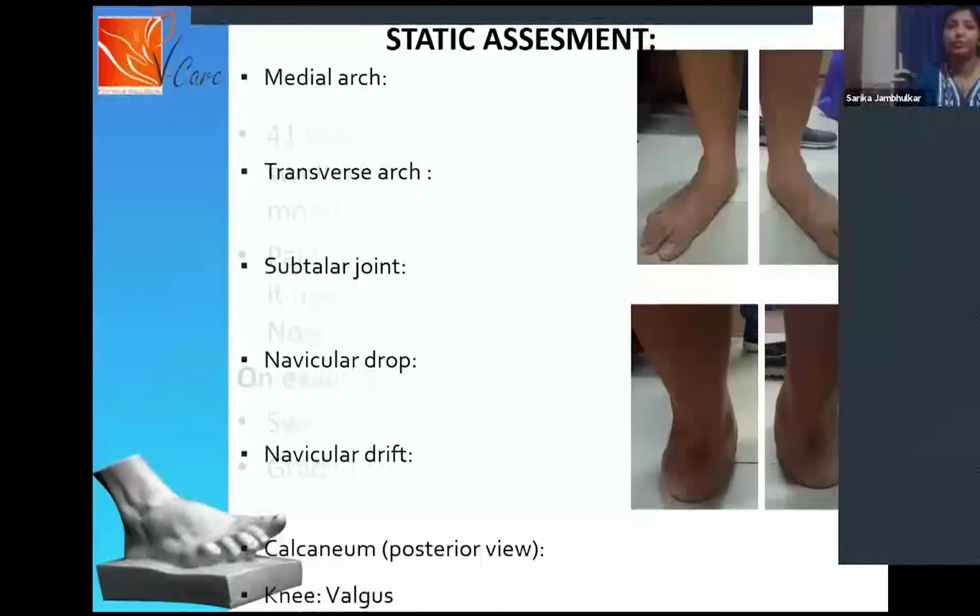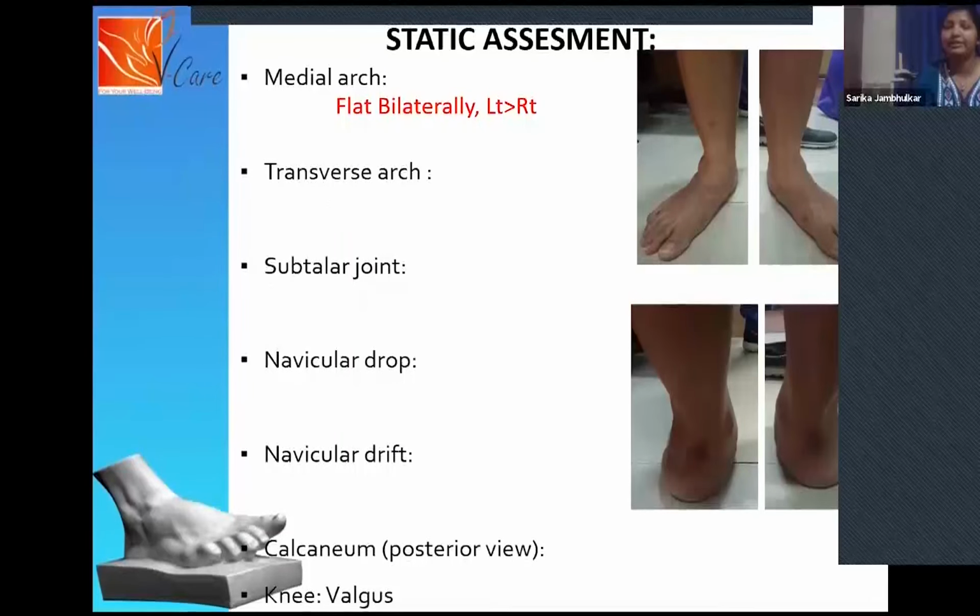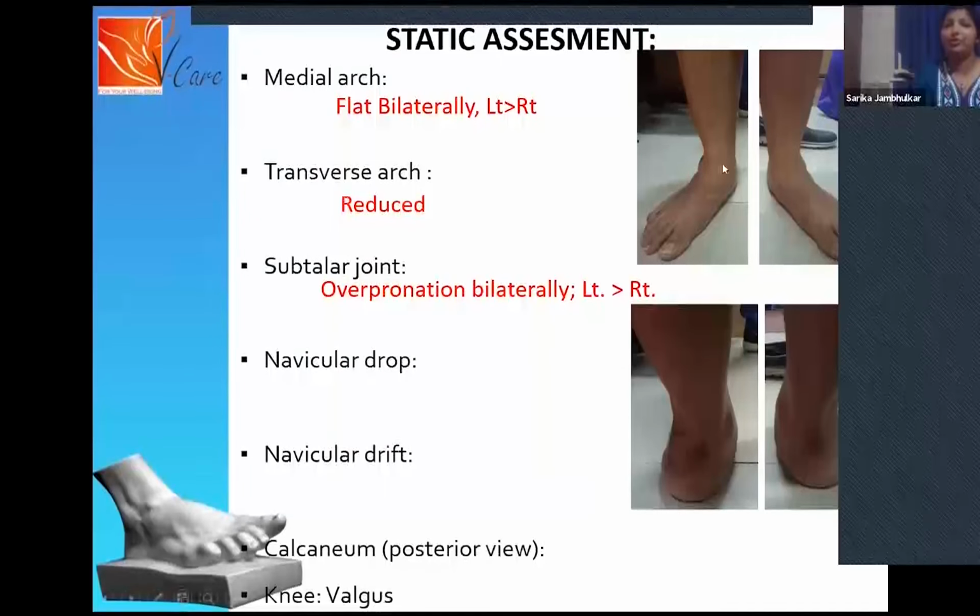Now, these are the photographs. You see the medial arch. It's flat bilaterally, particularly more on the left side. Remember that the patient's pain complaints are on the left side. The transverse arch is reduced bilaterally. Subtalar joint overpronation: obviously, it's flat feet, so it's overpronating bilaterally, again left greater than right. There is a navicular drop present bilaterally, again left greater than right.